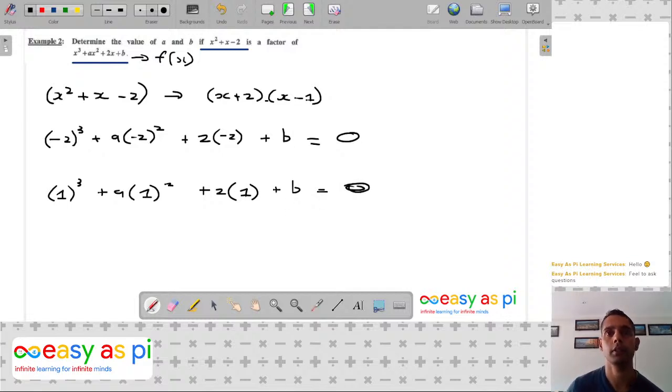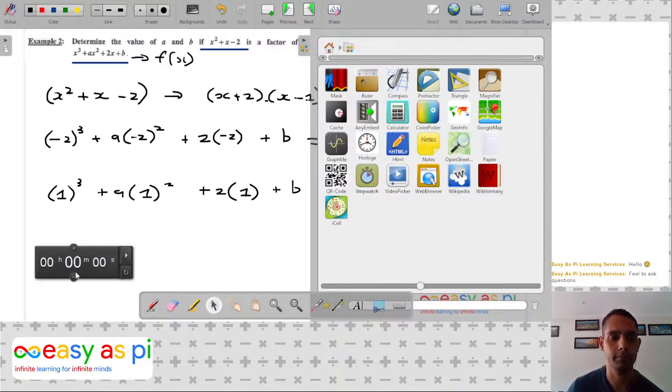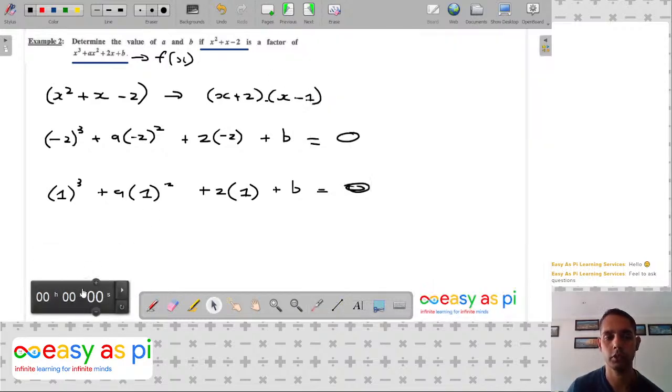Okay, I'm going to give you some time to solve this and see if you can get the values of a and b. It shouldn't take you too long. It should take you about 2 minutes. And go. And let's play some music.